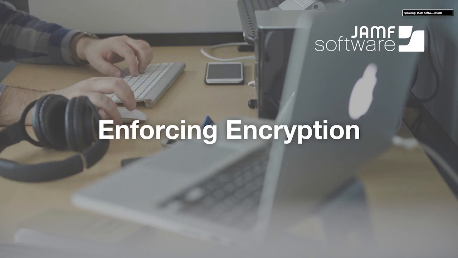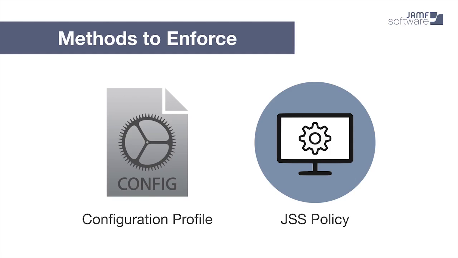So now we have some background on FileVault. Let's talk about how you can enforce your clients, your Macs in your environment to be encrypted. So we talked about enrolling and we talked about the JSS. How do you actually do something to your Macs? Well, there's two ways that you can do something to your Macs. And that's either via a configuration profile or a JSS policy.